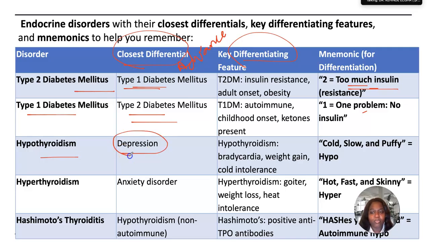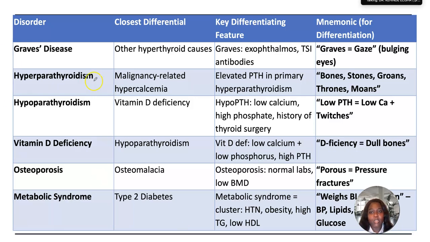Hypothyroidism is close to depression. Hyperthyroidism is close to anxiety. Hashimoto's thyroiditis is close to hypothyroidism, the non-autoimmune one. Graves' disease is close to other hyperthyroid disorders. Hyperparathyroidism is close to malignancy-related hypercalcemia. Hypoparathyroidism is close to vitamin D deficiency. Vitamin D deficiency is close to hypoparathyroidism. It only makes sense. Osteoporosis is close to osteomalacia.